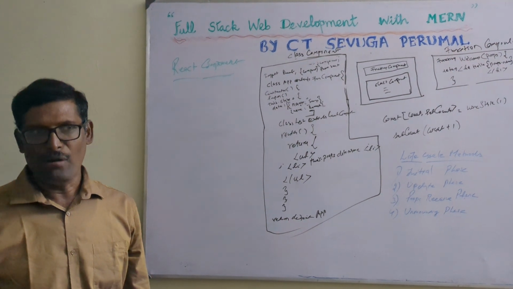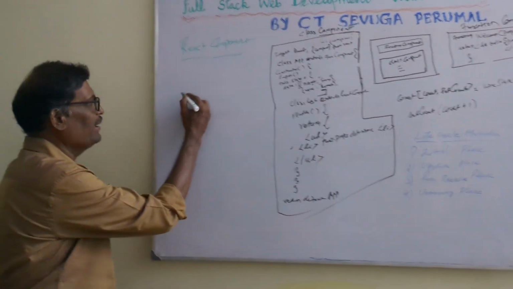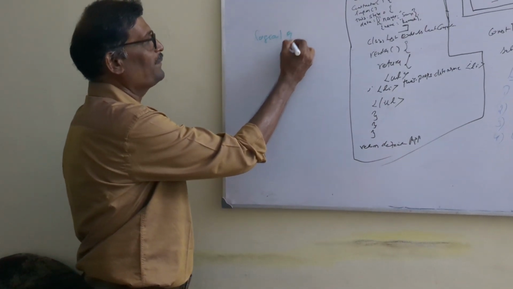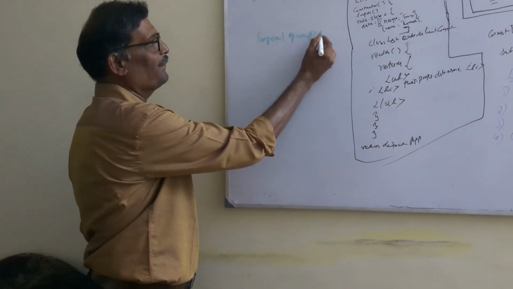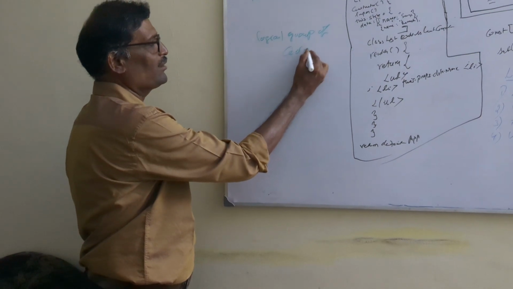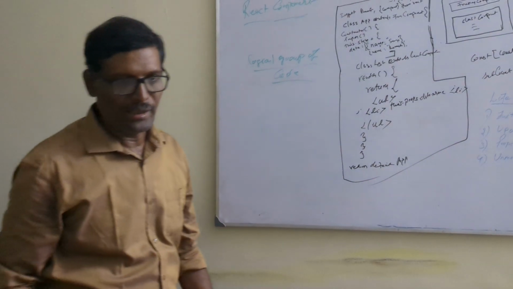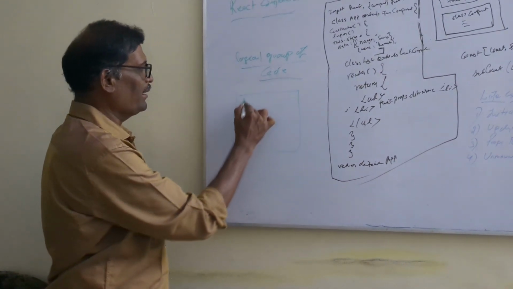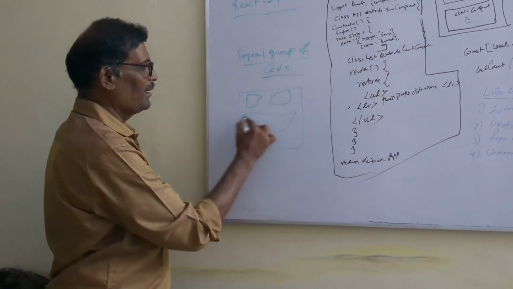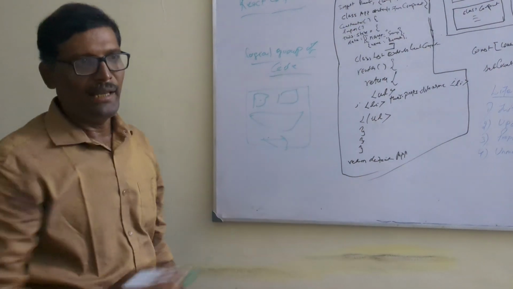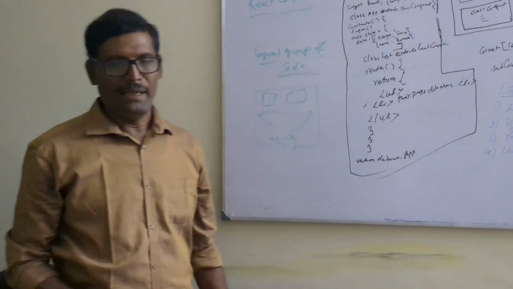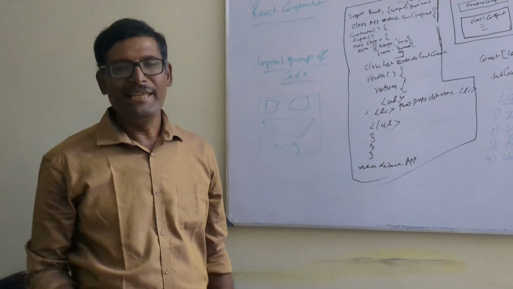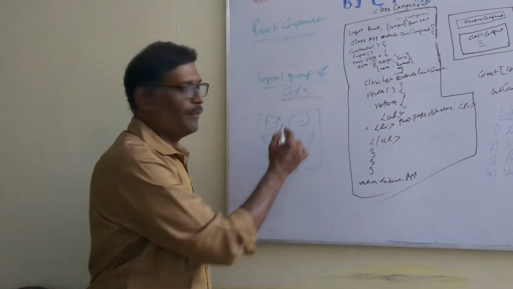So what is a component? A component is a logical group of code. The application is divided into a number of components, and every component has its own code, and it works independently of other components.